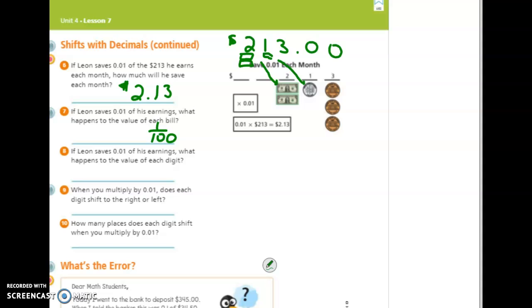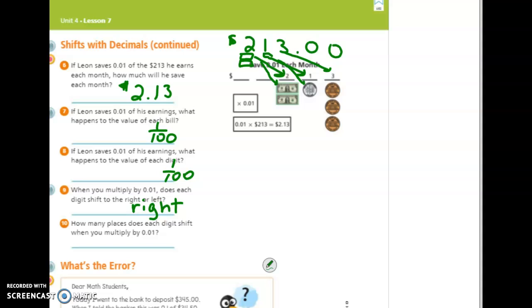What happens to the digits? Same thing. They become 1/100th. Now, did the digit shift to the right or to the left? Well, look at the 3. It went all the way over here. The 1 went all the way there. The 2 went over there. Again, we're shifting to the right. The digits are shifting.